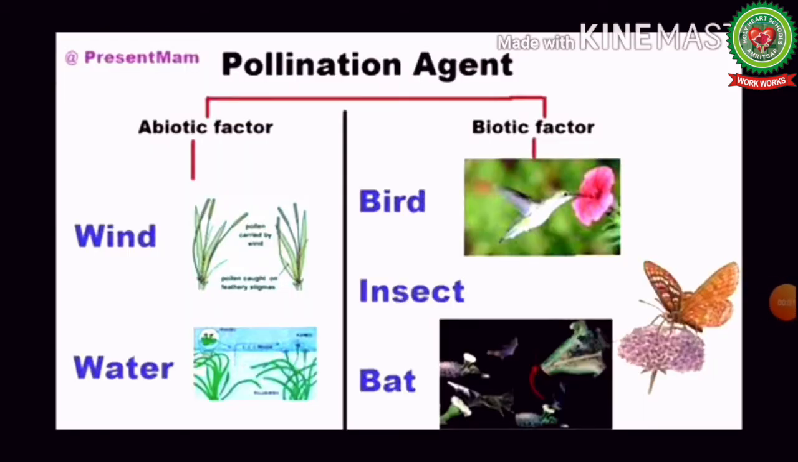We know in cross-pollination, pollen grains from the anther of one flower are transferred to the stigma of another flower. The pollen grains need some agents. There are two types of agent, abiotic agent and biotic agent. Abiotic mean non-living and biotic mean living. Abiotic agents like wind and water, and biotic agents like bird, insects and bat. And these agents help to transport and bring about pollination. And the most common agents are wind and insects.